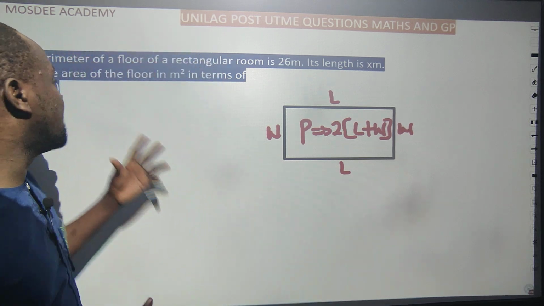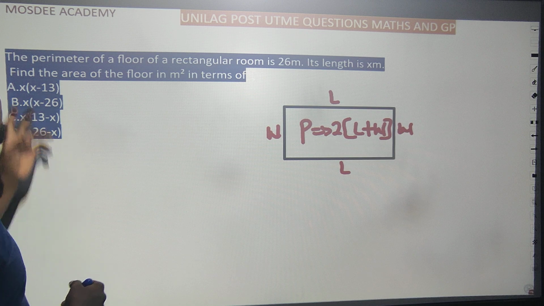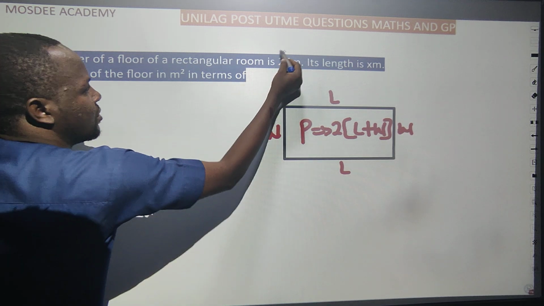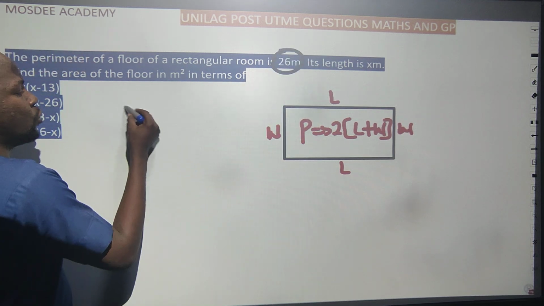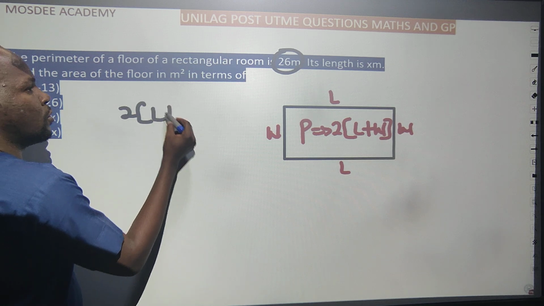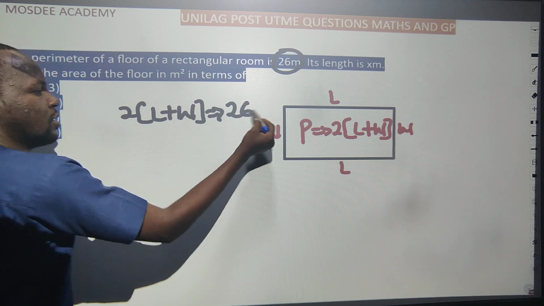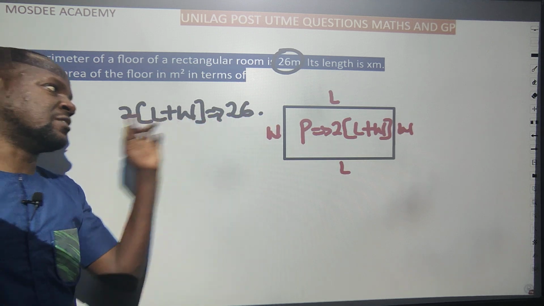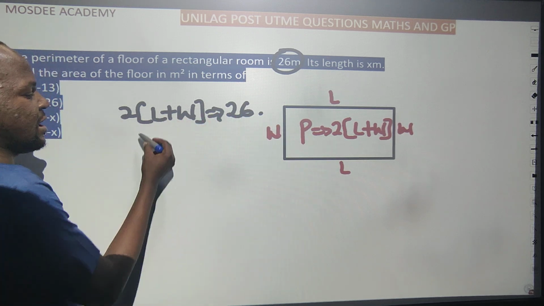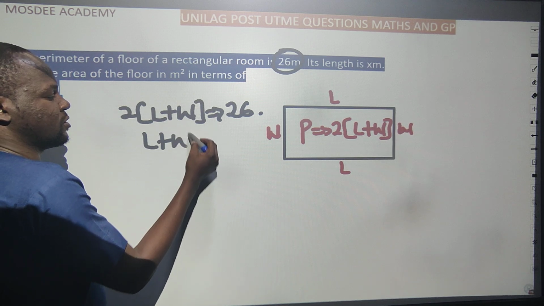That's it. So if the perimeter, I'm taking the first system of equation. Now, perimeter is 26. So that means 2 into bracket length plus width, or length plus breadth, is equal to 26. What do I know? To remove these 2, I can divide both sides by 2. So this is L plus width is nothing but 13.